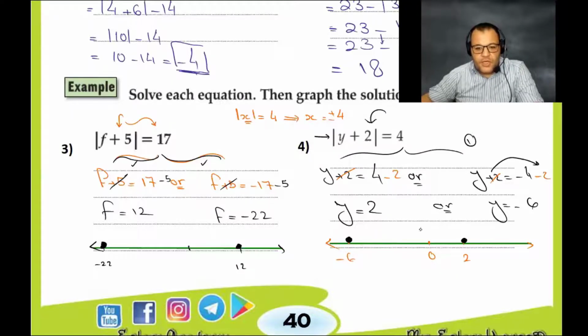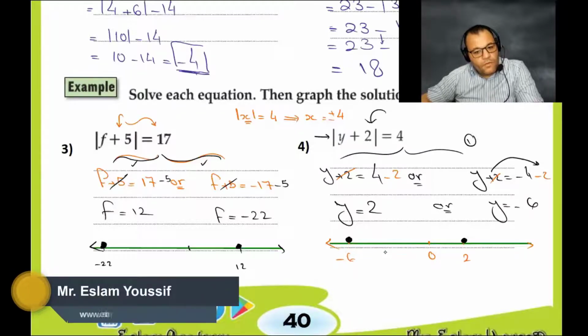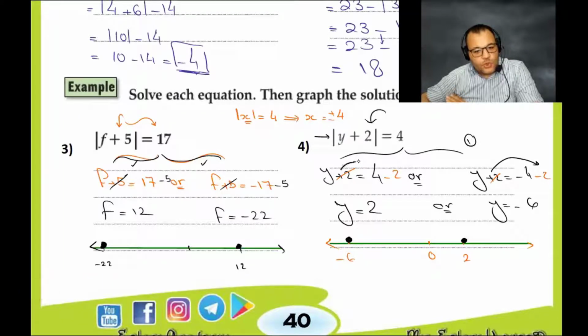Mr., can you repeat the part, how did you find 2 and negative 6? Solving the equation, just shift 2 to the other side; it was positive, it becomes negative. 4 minus 2 equals 2. Negative 4 minus 2 is equal to negative 6. It's the normal way of solving an equation.